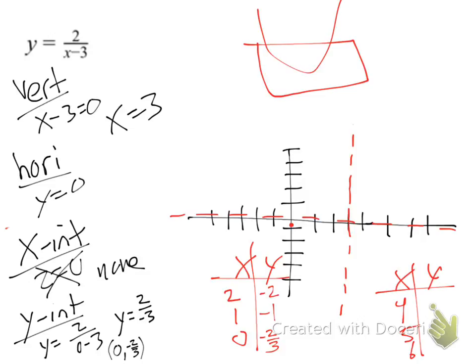Let's go to the right-hand table. What's 4 minus 3? 1. And what's 2 divided by 1? 2. What's 5 minus 3? What's 2 divided by 2? 6 minus 3 is 3. And 2 divided by 3 is 2/3. And now I can go back to my graph.